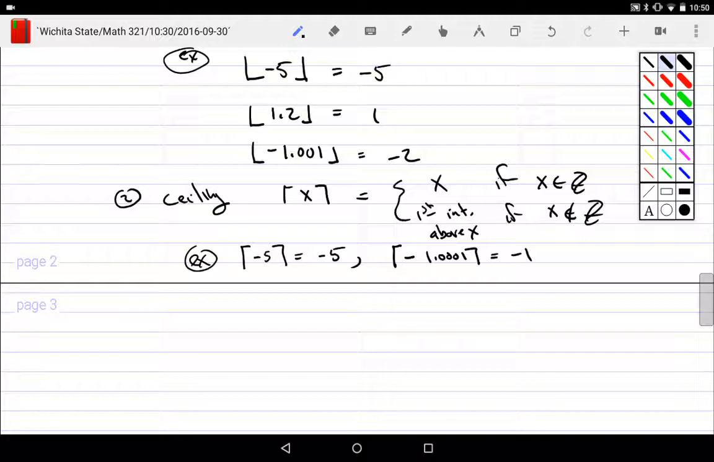What would be another one that everybody should know? Round, right? You should know the round function, which just simply moves you to the nearest int. What if you're right in the middle? Which way do you go? What if there is no nearest int? You go normally up.